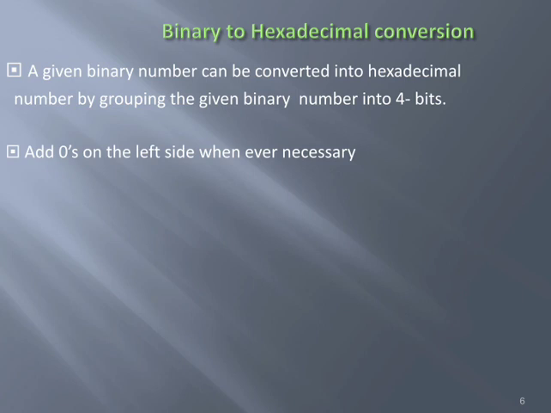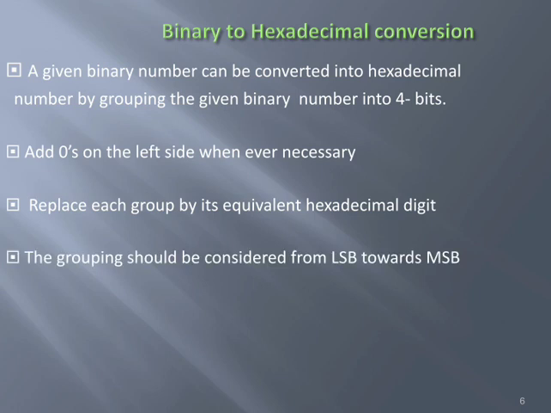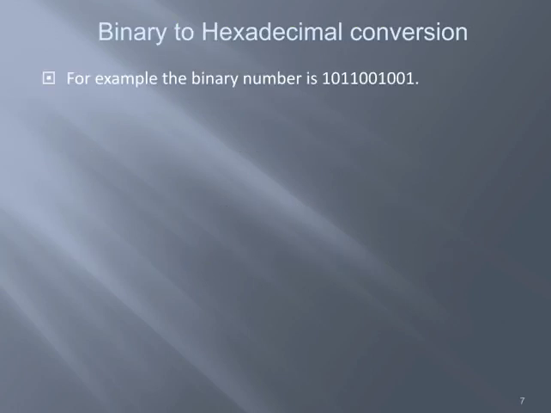If you are not able to group 4 bits of binary, then you need to add zeros onto the left side as well as zeros onto the right side in order to make groups of exactly 4 bits. So replace each group by its equivalent hexadecimal digit. I'm taking the example of binary to hexadecimal number conversion.